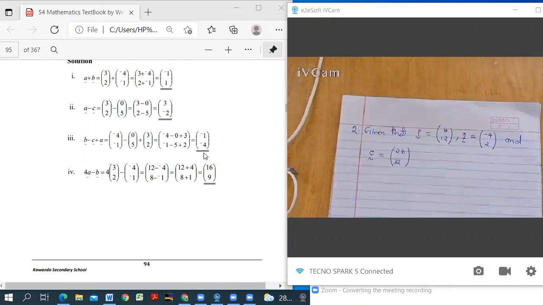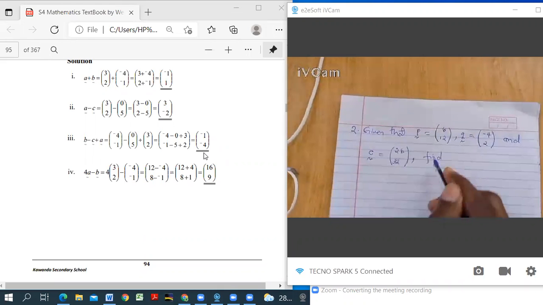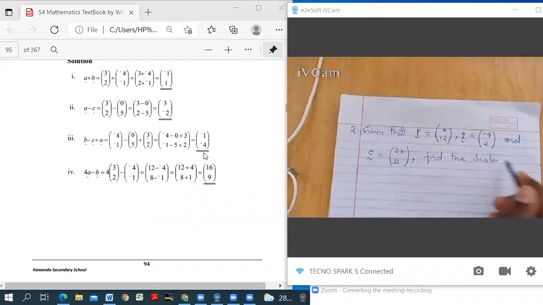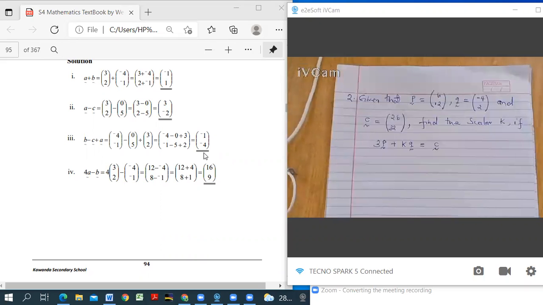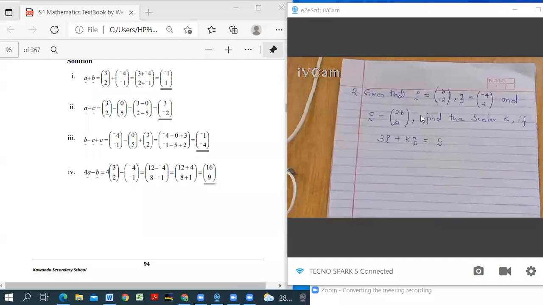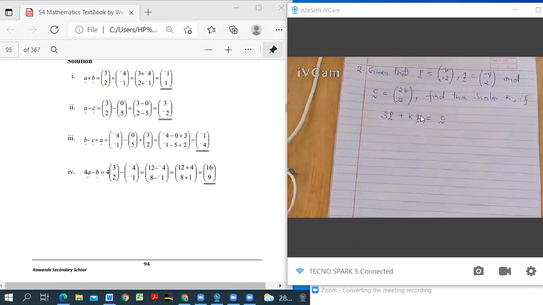Are you together? Yes. Find the scalar K. Find the scalar K if 3P plus KQ is equal to vector C. Is it okay? Yes. Have you put the question down? Yes. Okay, let's work it out.